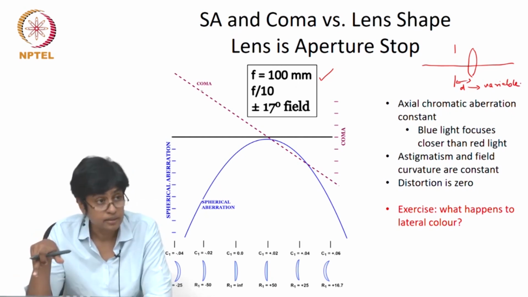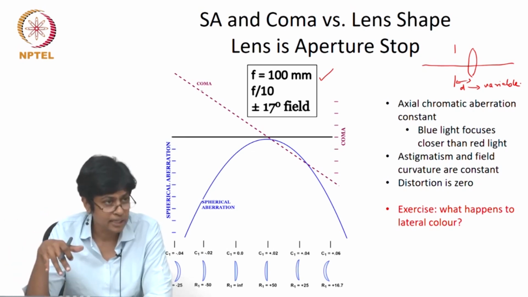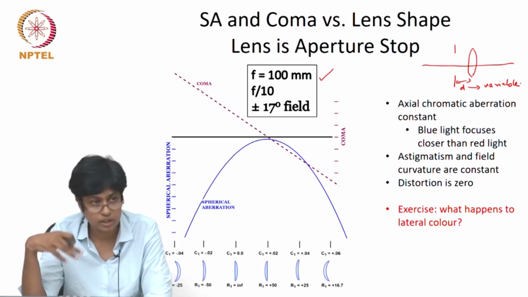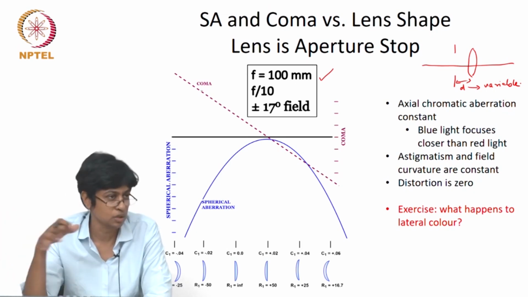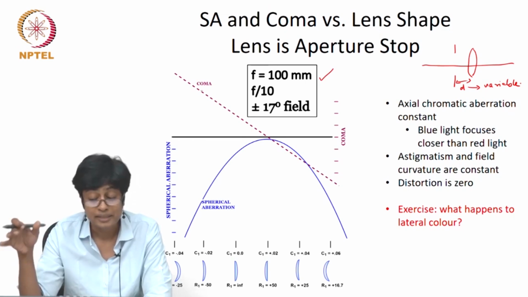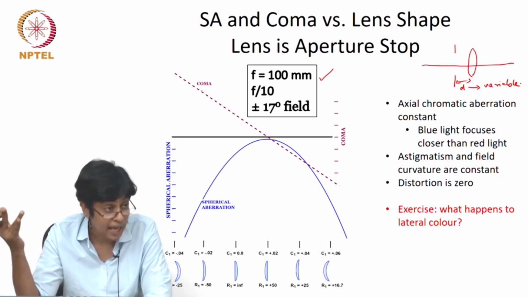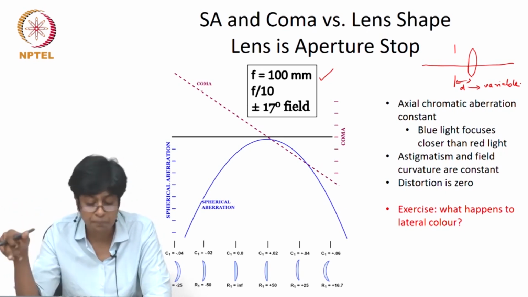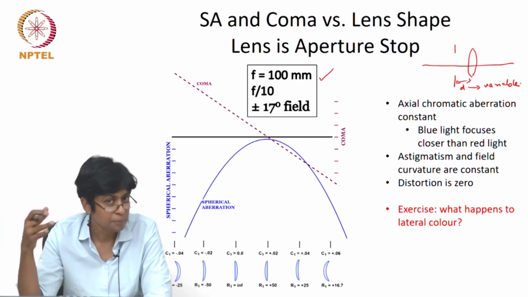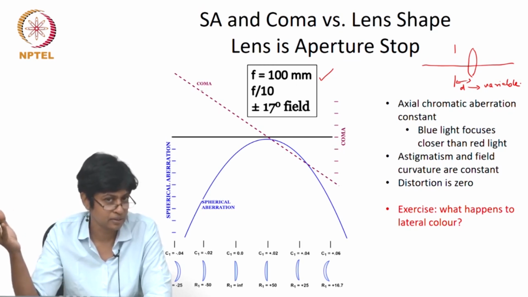I've drawn it here with the aperture before the lens. But of course, the aperture could even be after the lens. So the aperture can be anywhere along this optical axis. Now, how does this affect the aberrations and which aberrations does it affect? We saw shape didn't affect a bunch of aberrations, right?